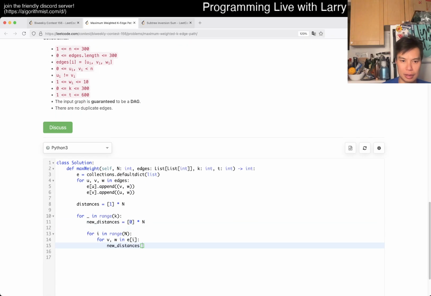New distances of v, because we travel to v, is equal to or shift by the distances sub I shift by W, right? Are we going to do bit set, something like that? Because it's all the ways that you can get there and then W. Okay, fine. Right? And then distances is equal to new distances. Alright, does this even run?